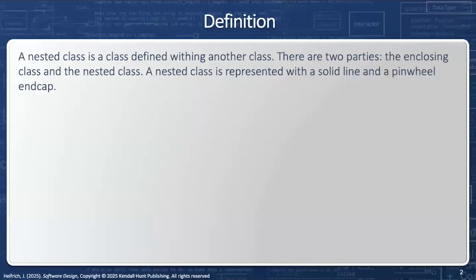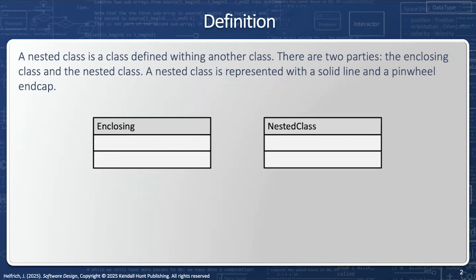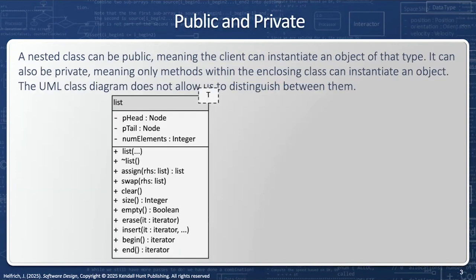A nested class is a class defined within another class. And there are two parties, the enclosing class and the nested class. A nested class is represented with a solid line and a pinwheel end cap. A nested class can be public, meaning the client can instantiate an object of that type, or it can also be private, meaning only methods within the enclosing class can instantiate an object. The UML class diagram does not allow us to distinguish between them.